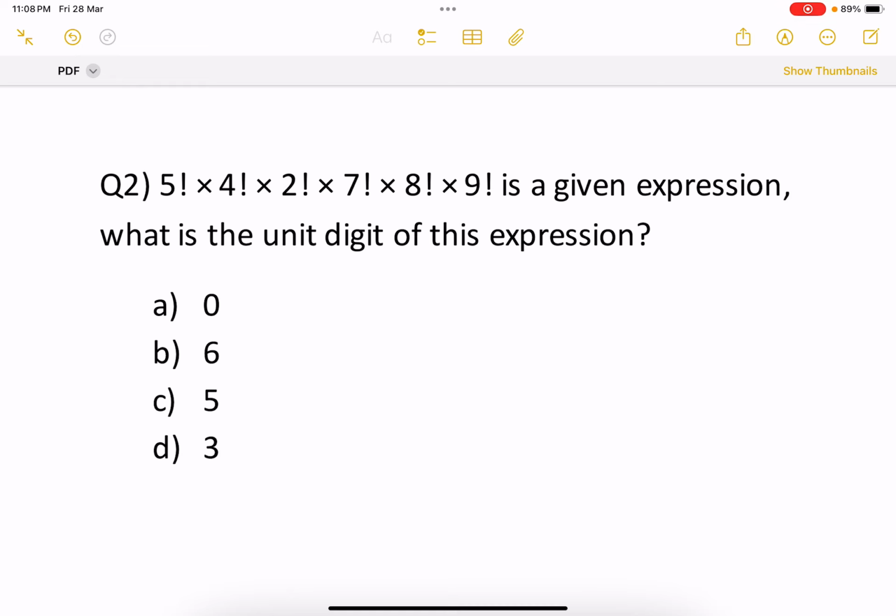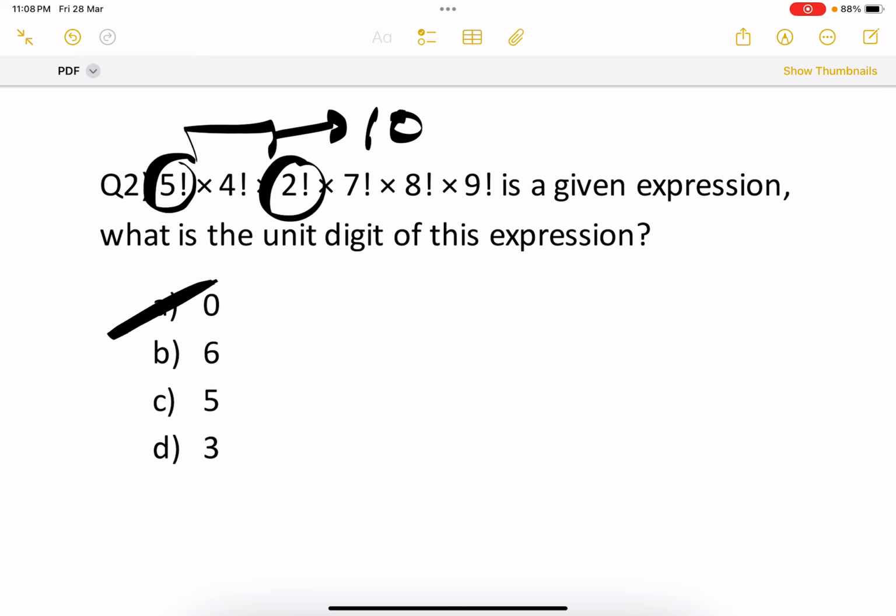Now it might sound to be a very complicated question, but you know one thing, that here we have a 5 and here we have a 2. So it would give you 10. We have already discussed that any expression in multiplication, if it has 5 and 2, then unit digit would always be 0. So here the answer is 0. You can check it also if you want.